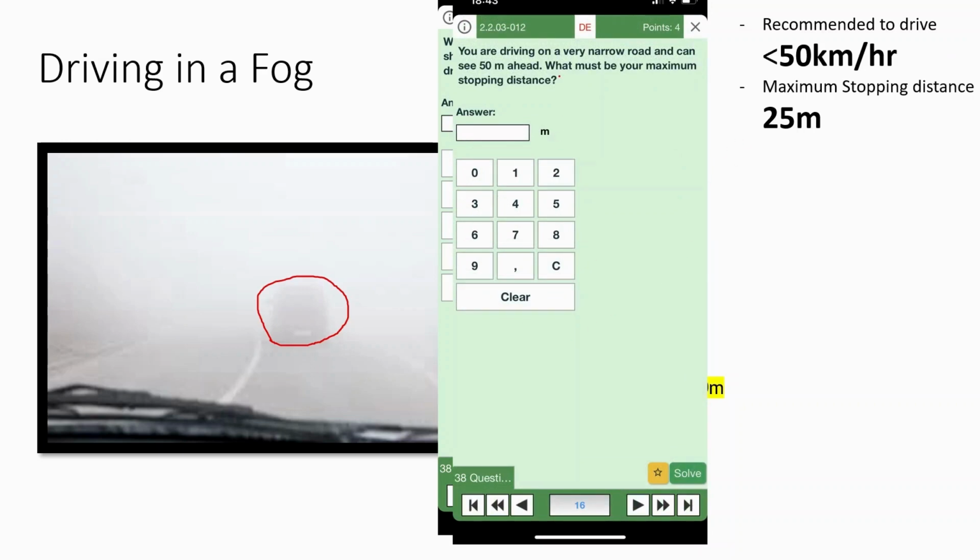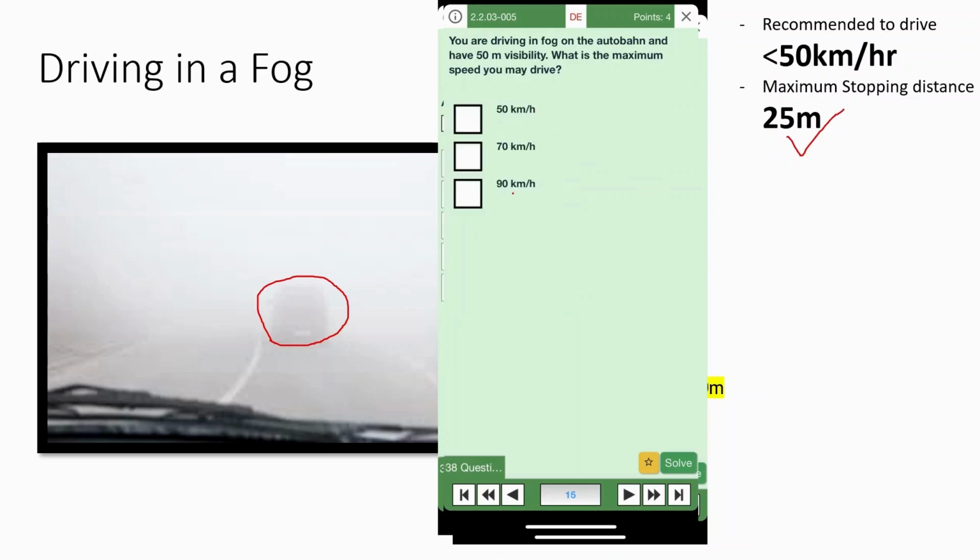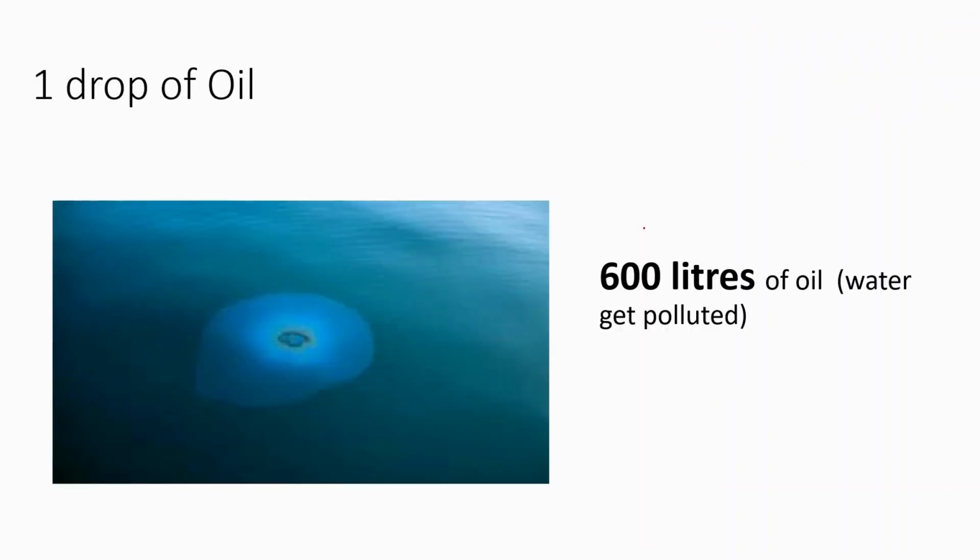Okay, you are driving on a very narrow road and can see a maximum 50 meter. What should be the maximum stopping distance? So in this case, 25 meter is the answer. Let's look at the next one. You're driving in a fog on Autobahn and have a 50 meter visibility. What is the maximum speed you must drive? The answer is 50 kilometer per hour. Okay, let's look at the next one.